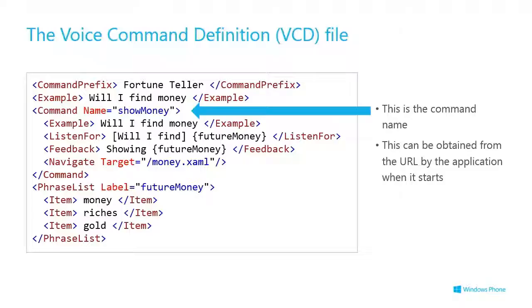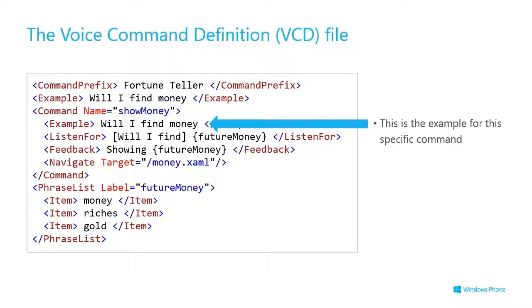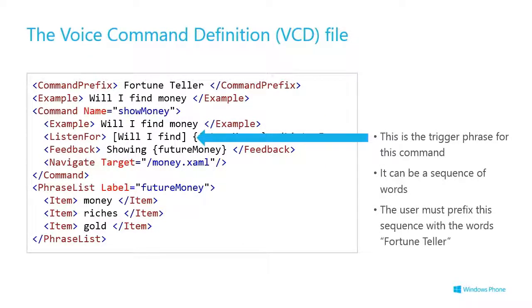Okay. So the next thing down here is the name of the command that you've decided to name it. And again, it says we could obtain that from a URL. You just never know where you're going to get these things. And then this is the example of a specific command: will I find money? As we drive into this, we look at this "will I find". What are we going to be listening for?